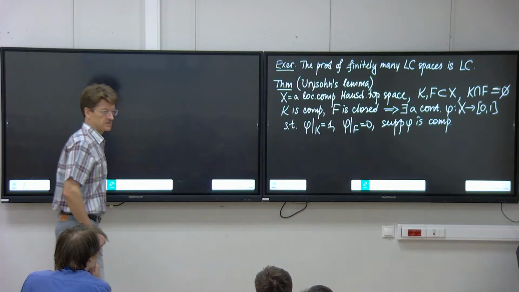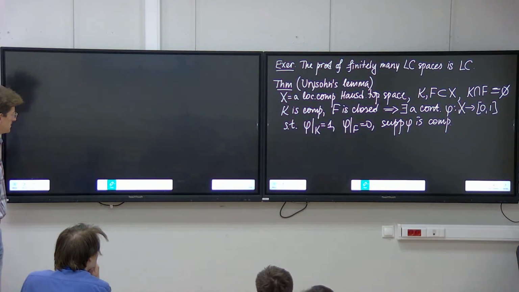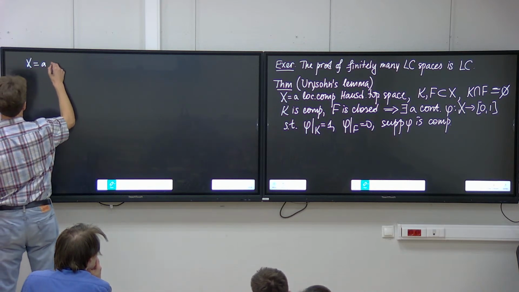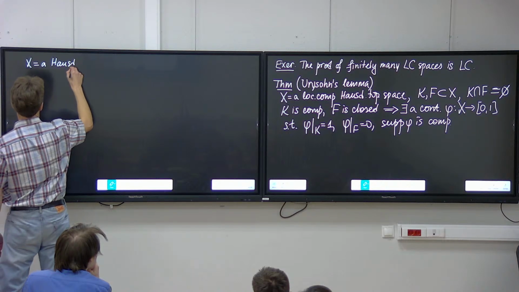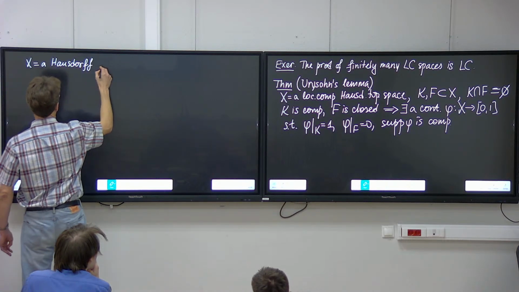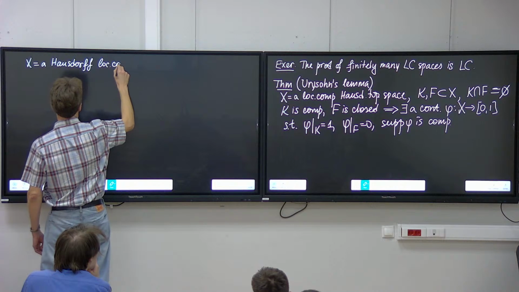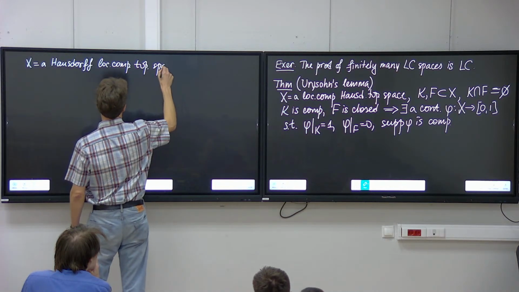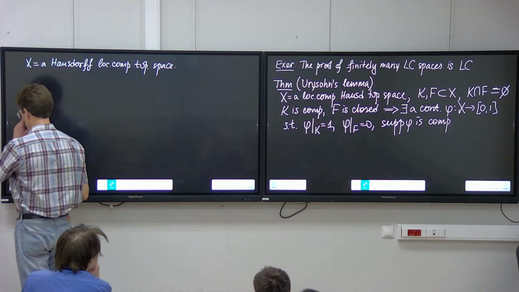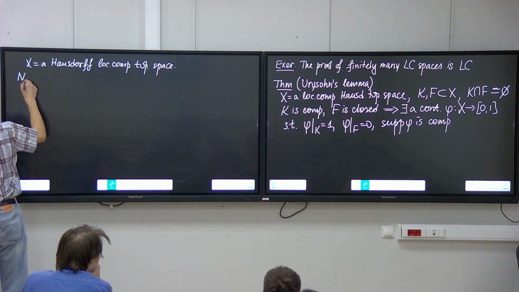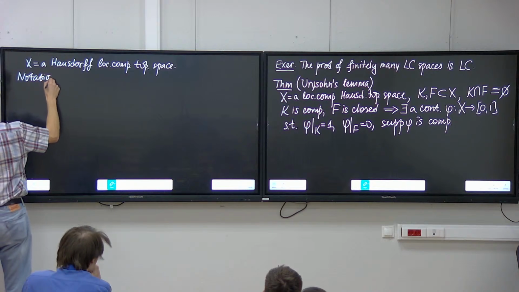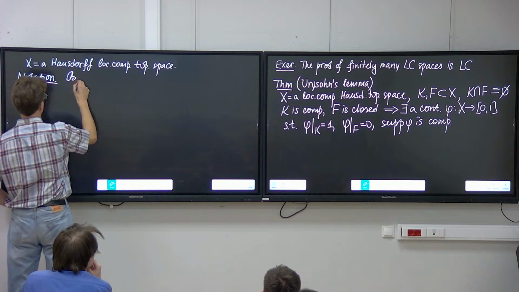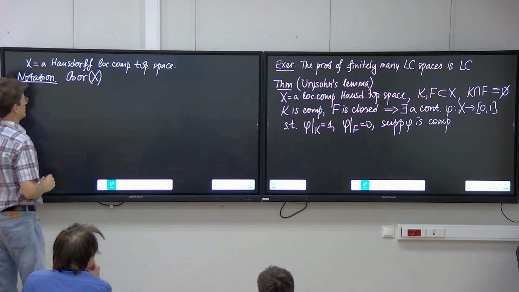Okay, let's now discuss Radon measures on locally compact spaces. So from now on, we assume that X is a Hausdorff locally compact topological space. Well, let's introduce some notation. Let's consider the Borel sigma algebra. This will be denoted like this.